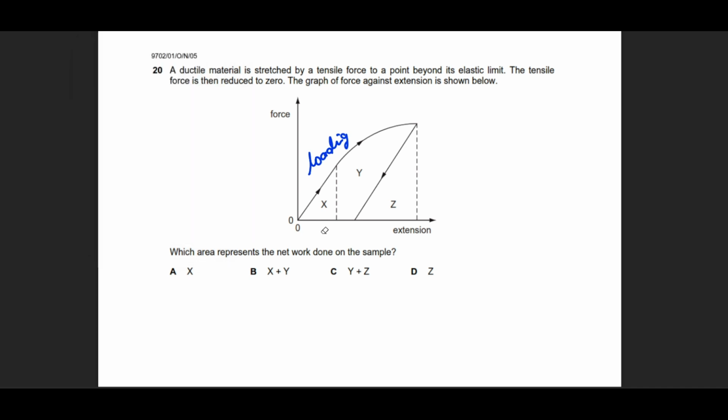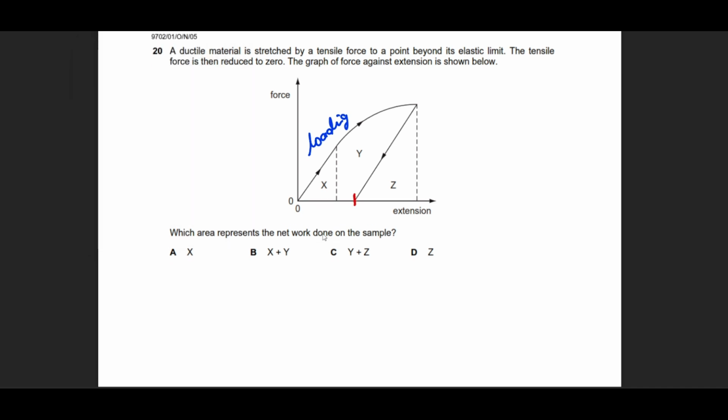No, it hasn't been able to come back. We can see that there has been a permanent deformation in this one. How do we know this? Because now the force is 0, but the length has been unable to come back to 0. He says, what is the net work done on the sample?